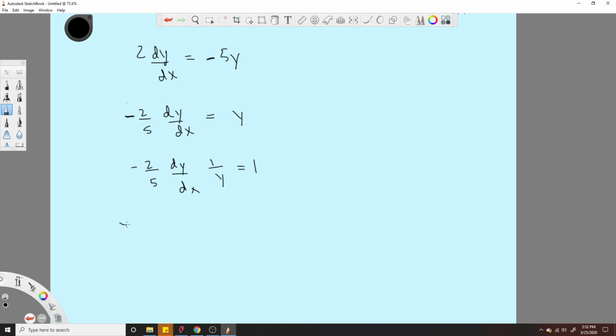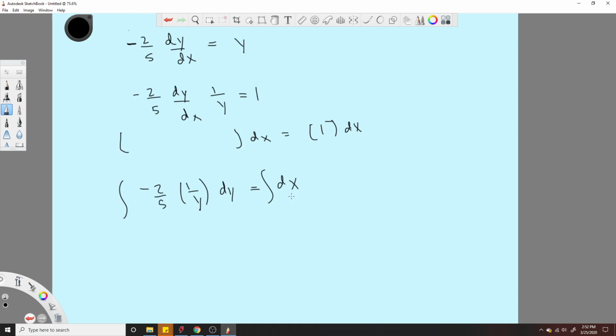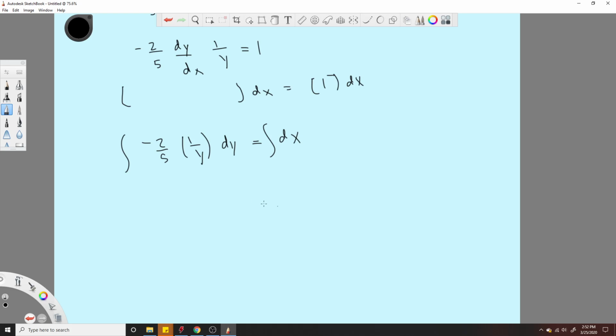Now we're going to multiply both sides by dx. So negative 2/5 times 1 over y, dy equals 1 times dx. All I did is move the 1 over y over, and then this dx will be multiplied by 1, which is just dx. So now we can take the integral on both sides. The integral on the left will be with respect to y, and the integral on the right is with respect to x. This negative 2/5 is a constant.